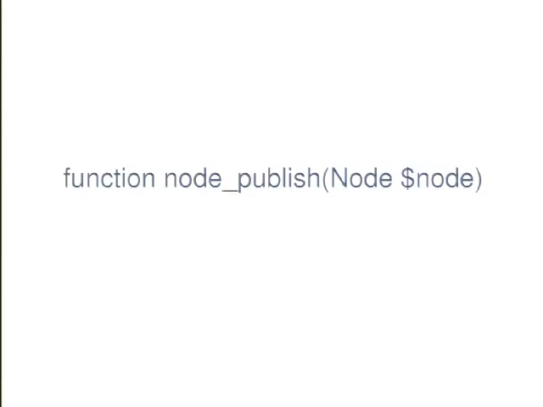Why do you need this? Why don't you just have a method on the node object that says to publish it? I mean, why do you need a function then? Well, this is just an example.